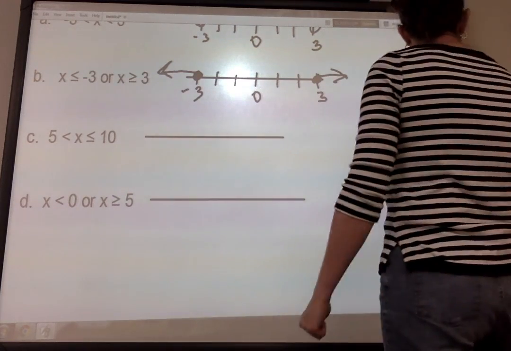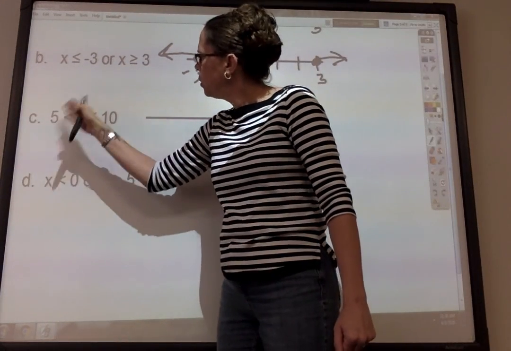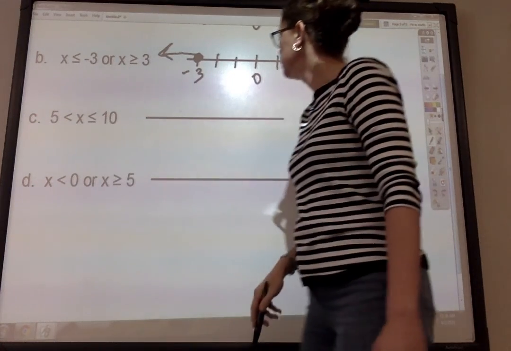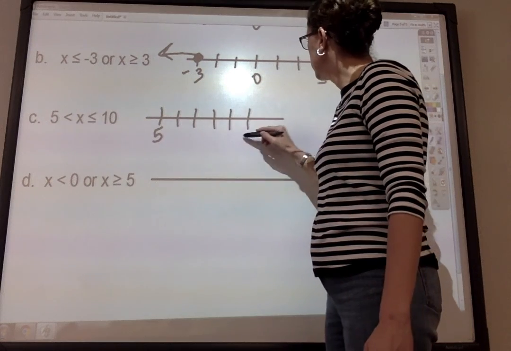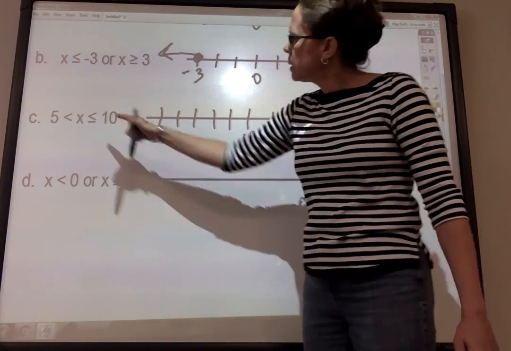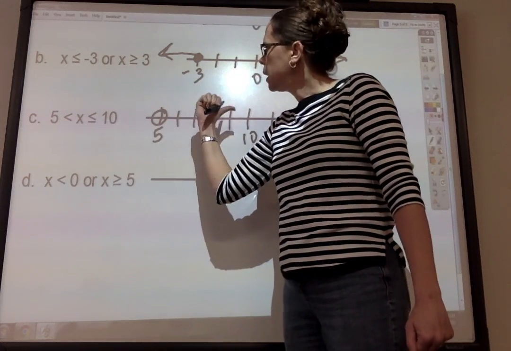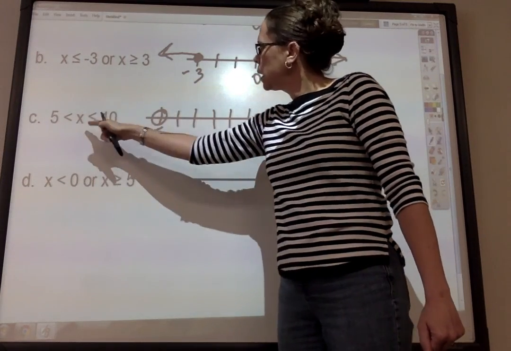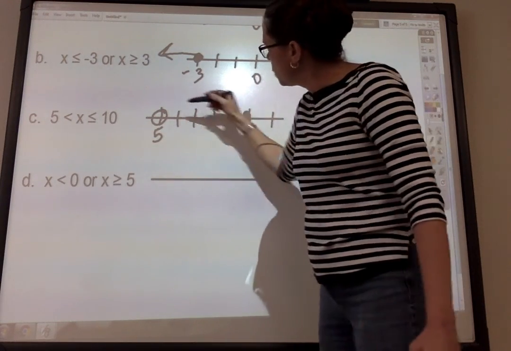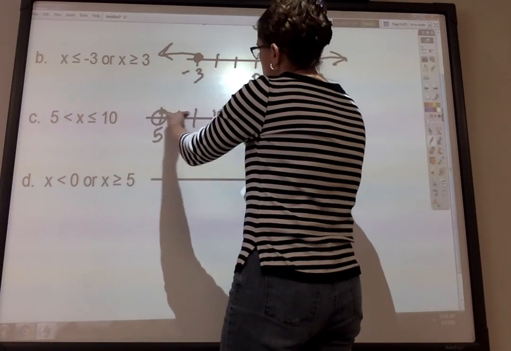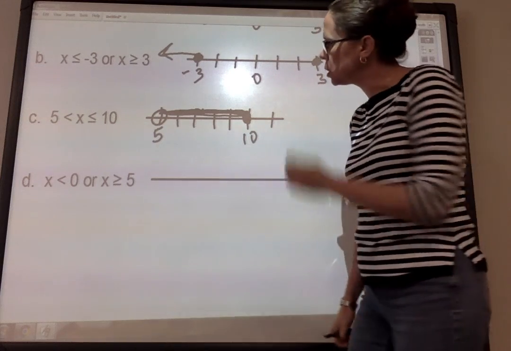Okay? C. X is greater than 5, or x is less than or equal to 10. Okay, so I'm going to start here with 5. 6, 7, 8, 9, 10. Okay? X is greater than 5, so open circle on 5, and that arrow is going to be going that way. X is less than or equal to 10, so closed circle on 10, and the arrow for this one is going that way, so I'm going to intersect them. Okay? This is the intersection.